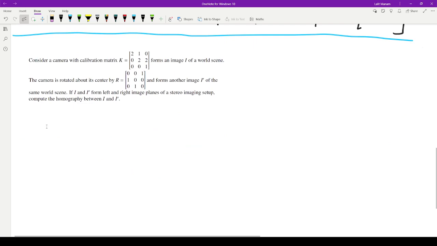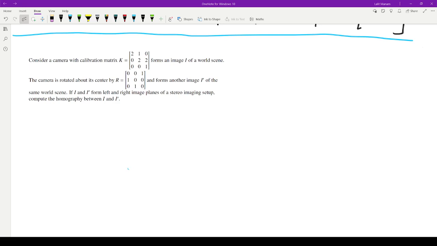We are given a camera with calibration K that forms an image I of the world scene, and the camera is rotated about its center by R and then forms another image I prime of the same world scene. If I and I prime form the left and right image planes of the stereo imaging setup, compute the homography between I and I prime.